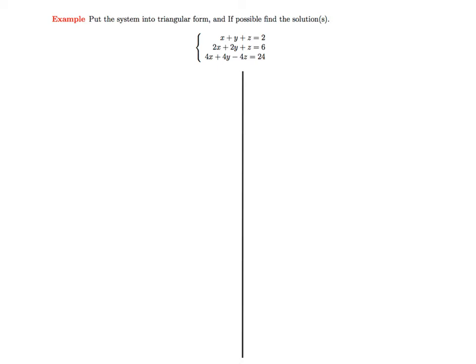So what that means is we can start by replacing equation 2 with minus 2 e1 plus e2. So I'm going to take the first equation, multiply it by minus 2, add it to the second equation, and that's going to be my new equation 2. So equation 1, we're not changing, since that is looking good already. We have x plus y plus z is equal to 2.